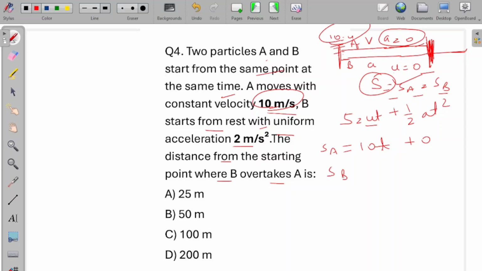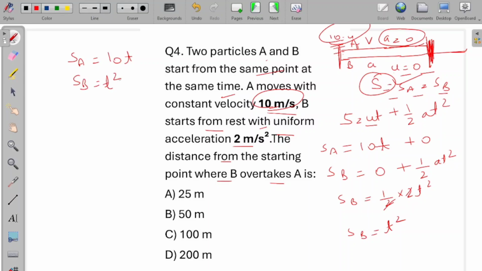Now, SB: is initial velocity given for B? It is 0. So this expression becomes 0 plus half A t square. A is given, so we will further simplify this, half into 2t square, and SB becomes t square. So we have SA as 10t, we have SB as t square.